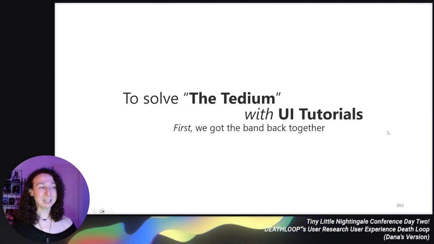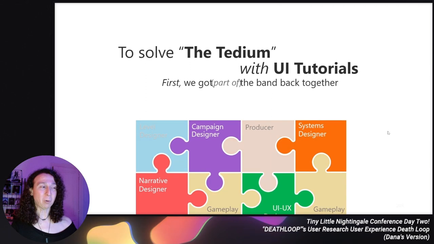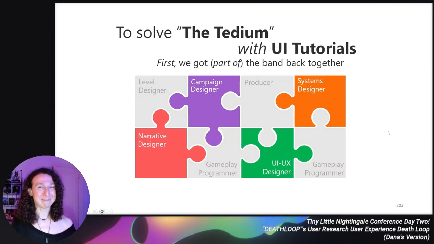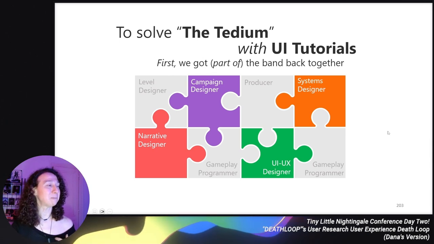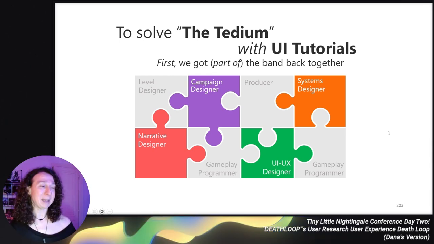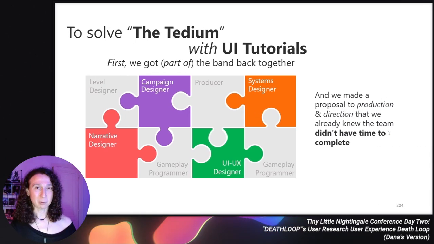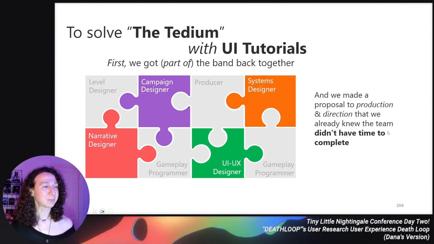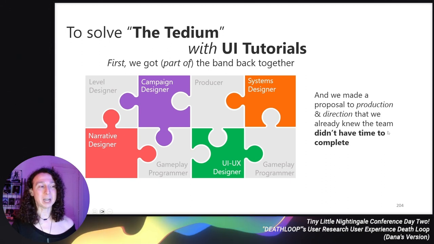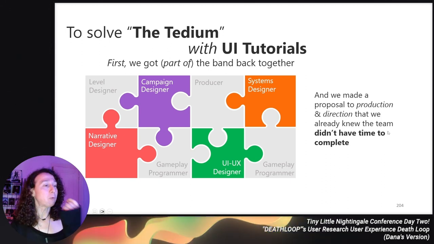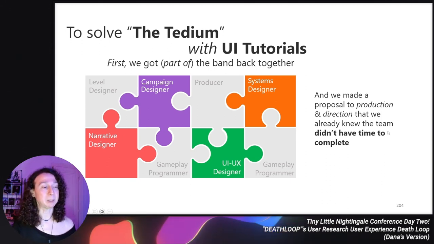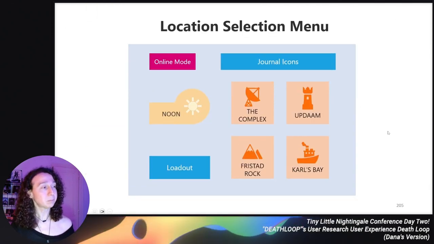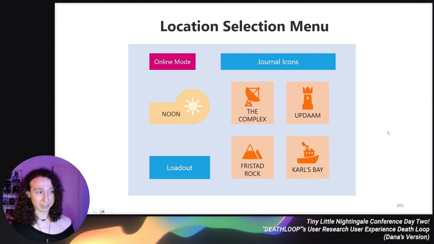So we wanted to get the band back together. We couldn't quite, because again, we're in beta, and most people are just focused on bug fixing at this point. So designers get back together. We do a little brainstorm. We cook up a scheme. We made a proposal to production and direction that we already knew the team did not have the time to complete, but we thought, what the hell? Let's propose it anyway. This is our location selection menu.